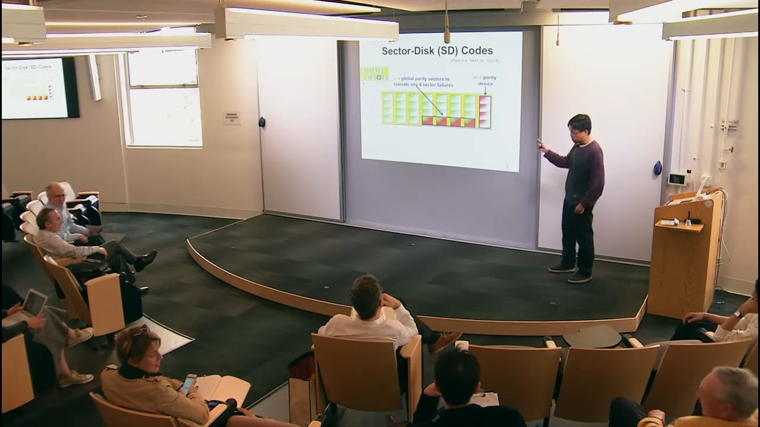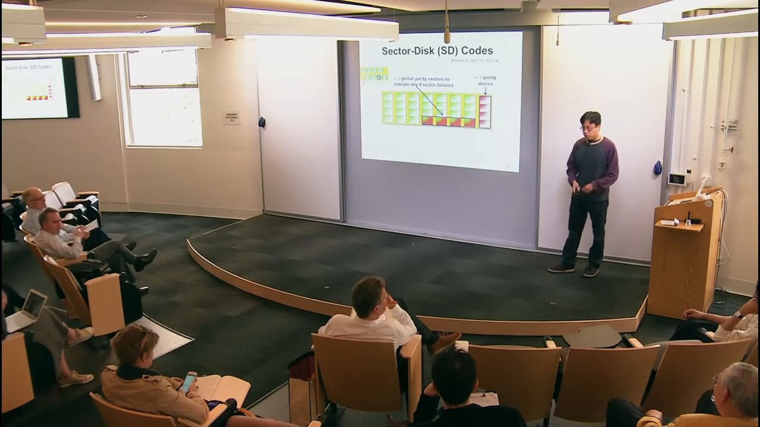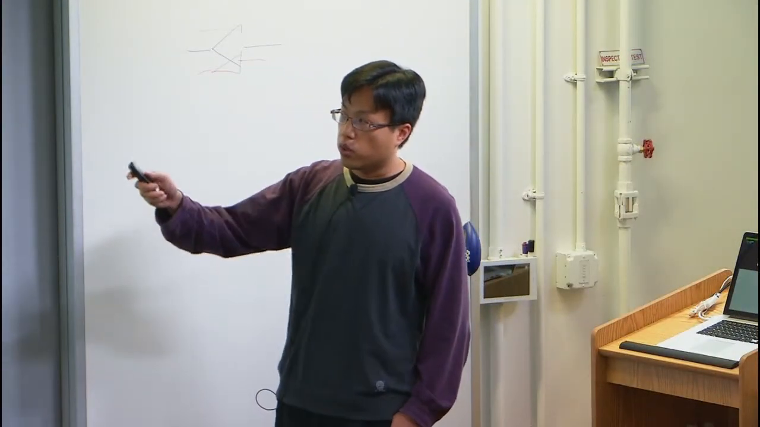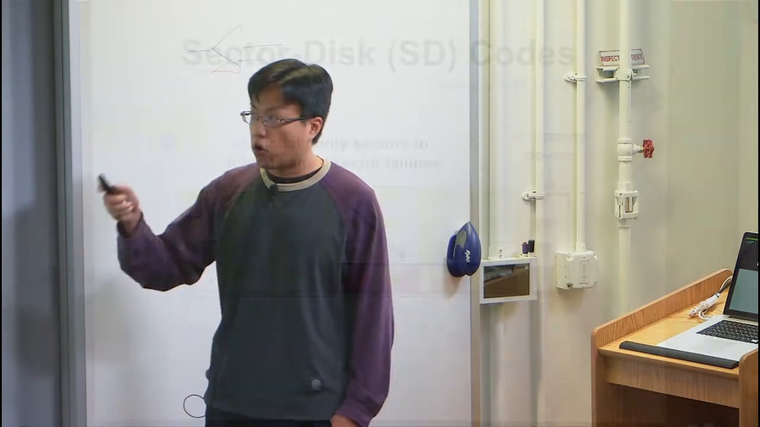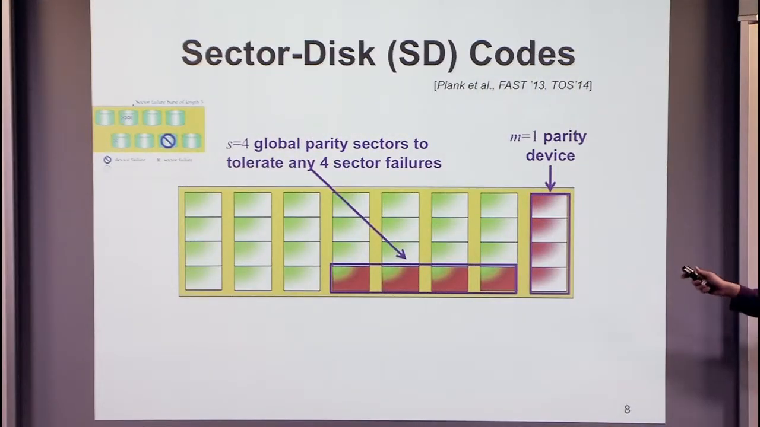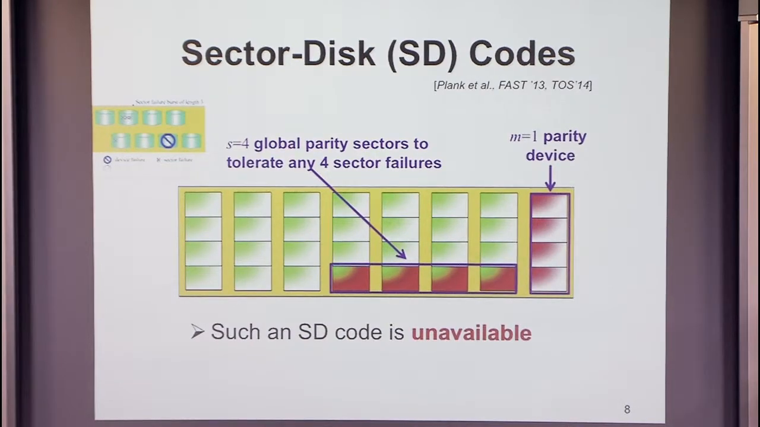So the question is, let's say right now I have at most four sets of failures. So in this case, we will need to dedicate four parity sectors. We call that the global because you can protect any set of failures within the stripe. Now, it turns out that such a construction is unavailable.